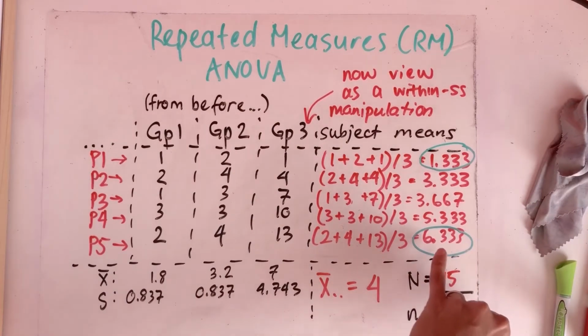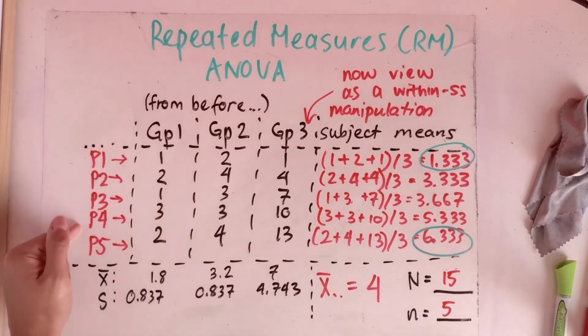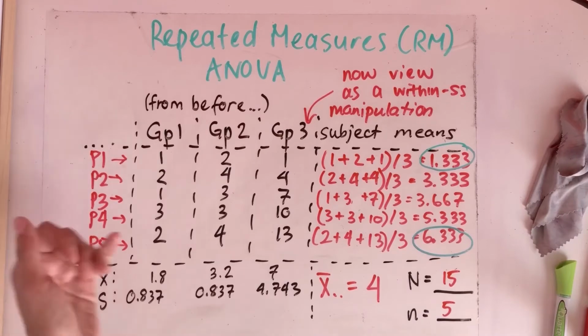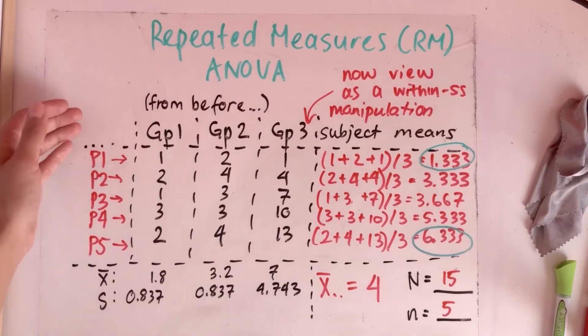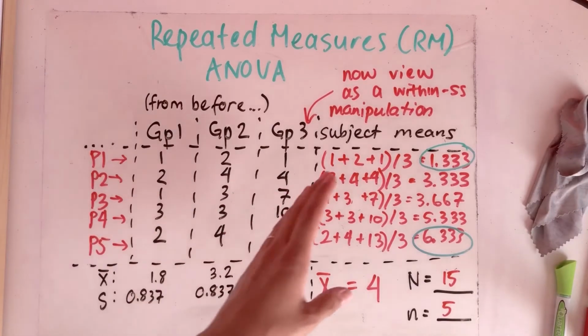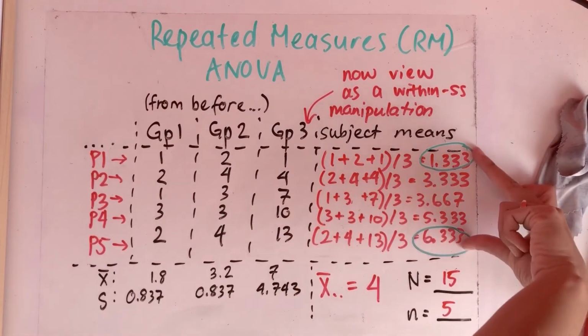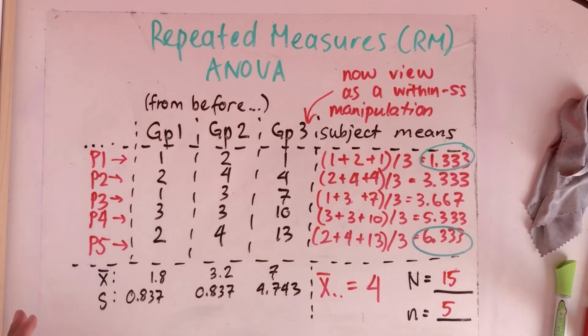This type of thing is not due to the group manipulation. It's due to the fact that people are different. So if it's not due to the group manipulation, it'll end up in the error term. Where else is it going to go? It's a one-way design. So what the repeated measures ANOVA is going to do is create an error term for our F ratio, the denominator of the F, that will take into account these types of differences and not have them be part of that error.